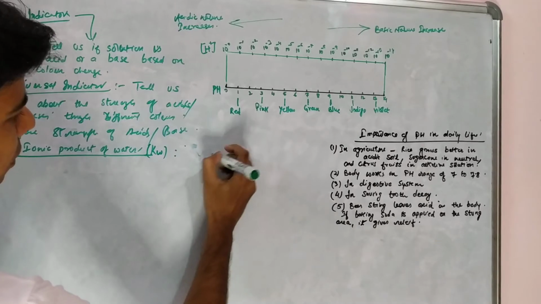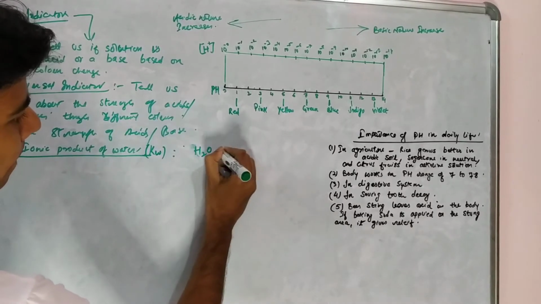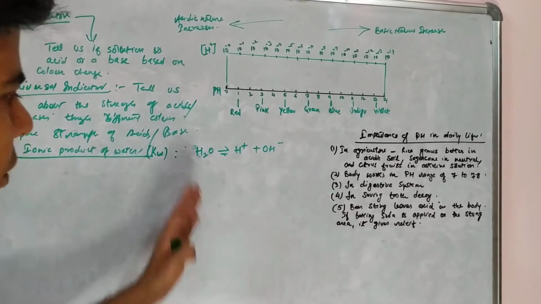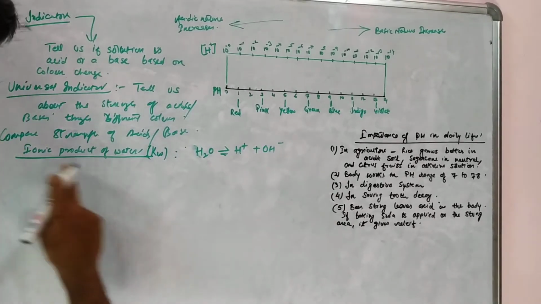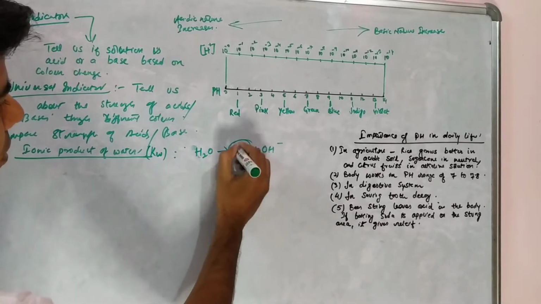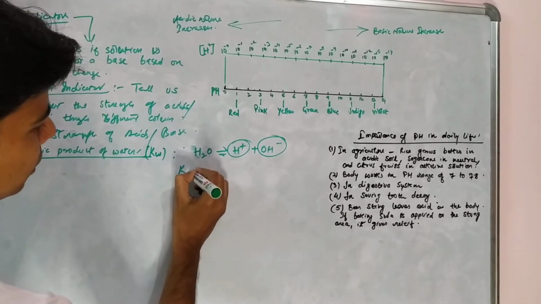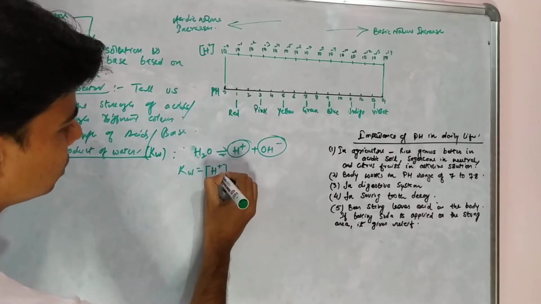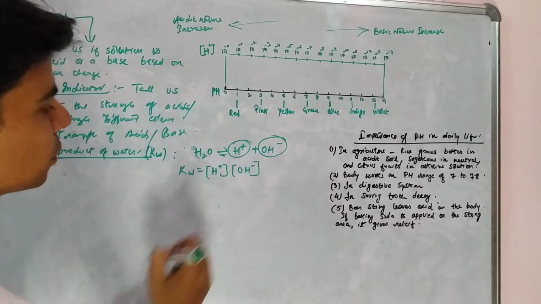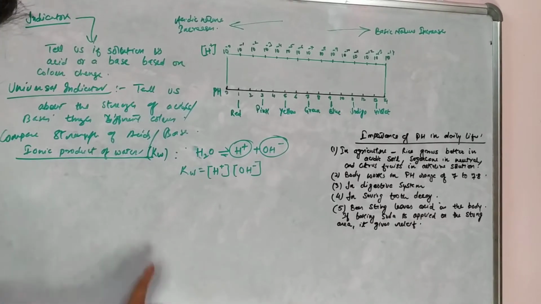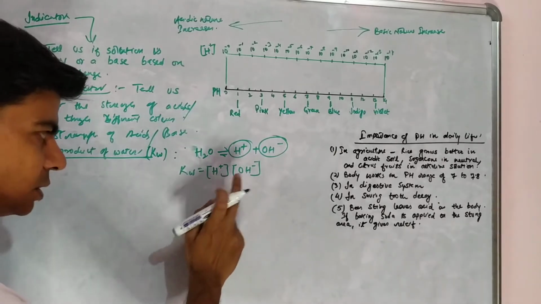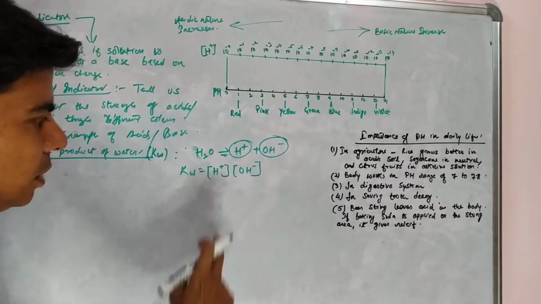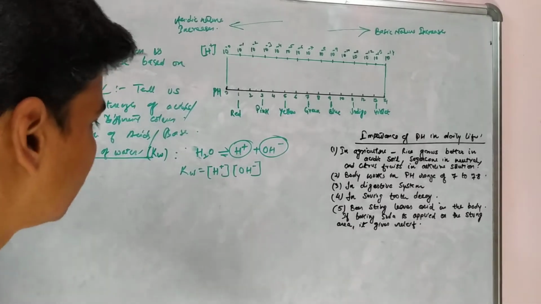So we know that water feebly ionizes to hydrogen ion and hydroxyl ions. Water consists of hydrogen and hydroxyl ions. The ionic product, denoted by Kw, is the product of hydrogen ion concentration and hydroxyl ion concentration. So we need to check what the concentration of hydrogen and hydroxyl ion is. We will calculate it.